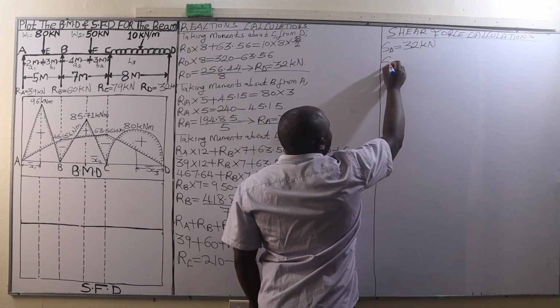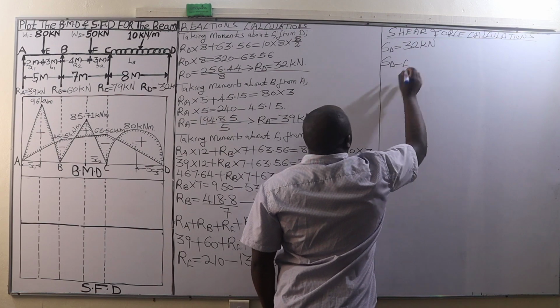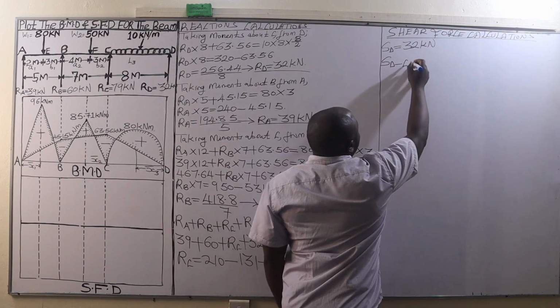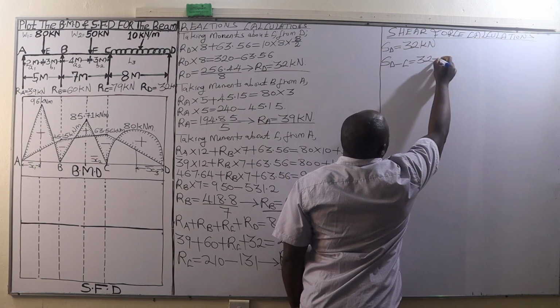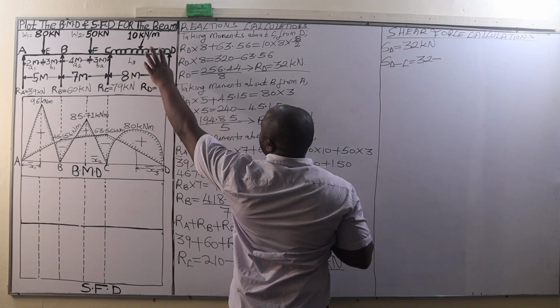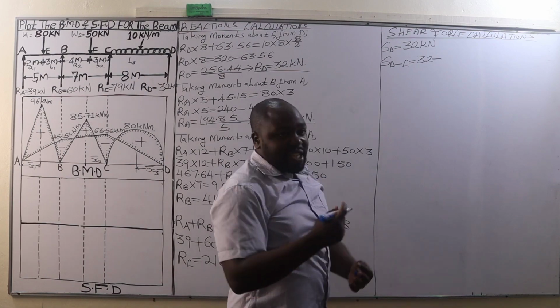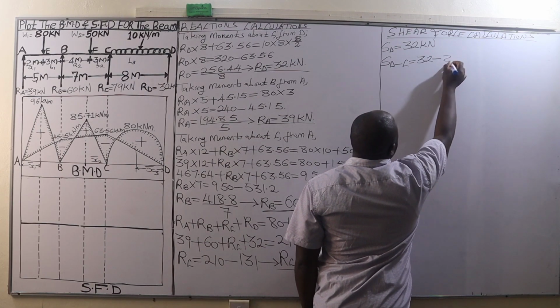Then from there we go to shear force between D and C, because of this UDL, uniformly distributed load, which is going to be 32, that is the shear force at D, minus the point load between D and C, which is this 10 kilonewtons per meter UDL multiplied by 8, which is 80, converting it to point load. So 32 minus 80.